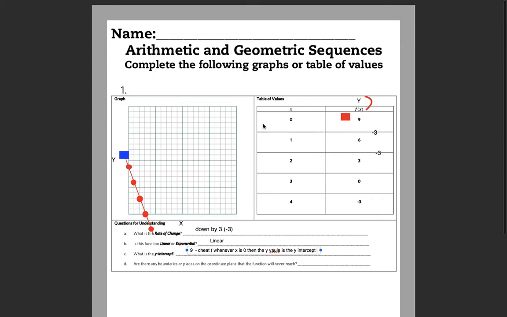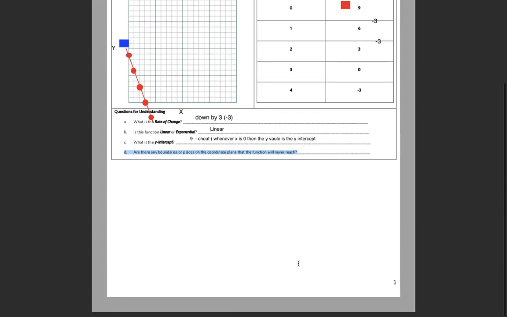So right here, x is 0, the y, or the function, is 9, and that was our y-intercept. So that's a little cheat. Now, are there boundaries or places on the coordinate plane that the function will never reach? Actually, in this case, we're just going to skip this question for now.